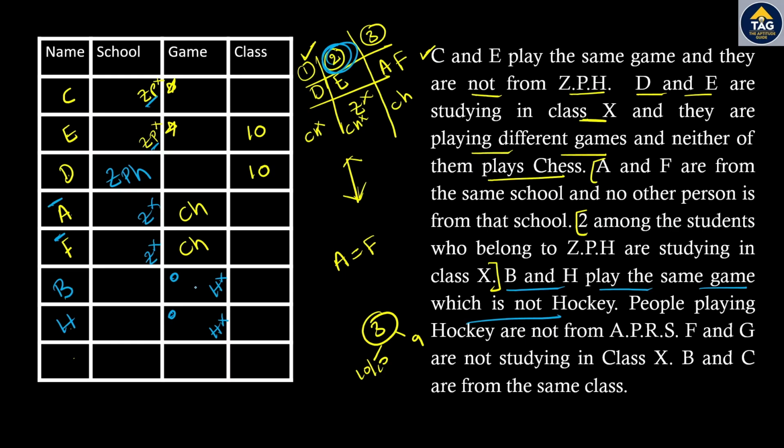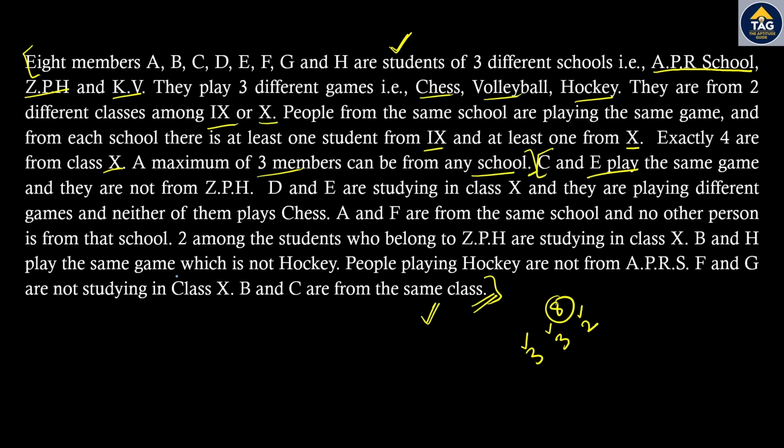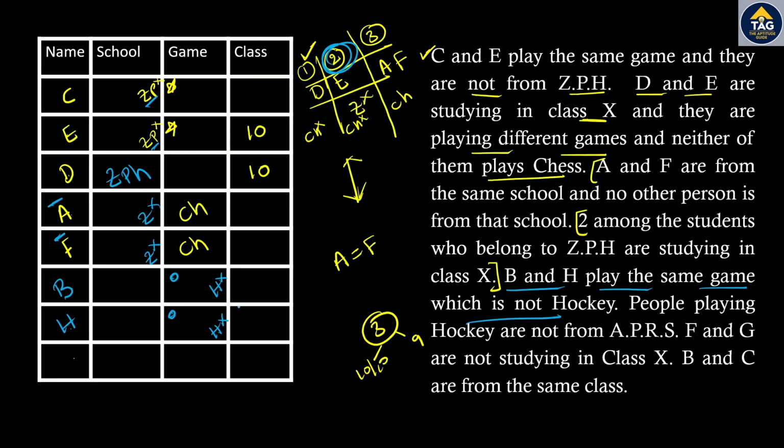Previously we discussed that from any given school there should not be more than 3, or from any given game you can observe a maximum of 3 members participating in it. From this we can conclude that B and H should not play hockey. B and H are not allowed to play chess. So that's obvious, B and H have to play the third game, that being, let me take you to the previous slide once. Among the given 3 games, one is volleyball. Yes, B and H, they have to play volleyball.